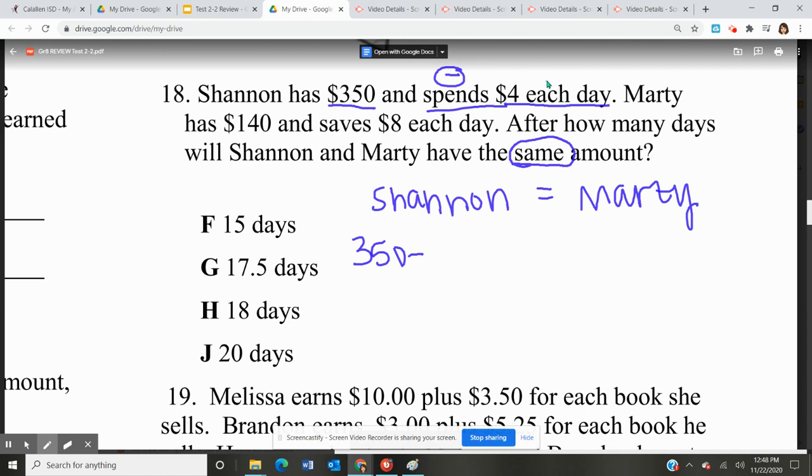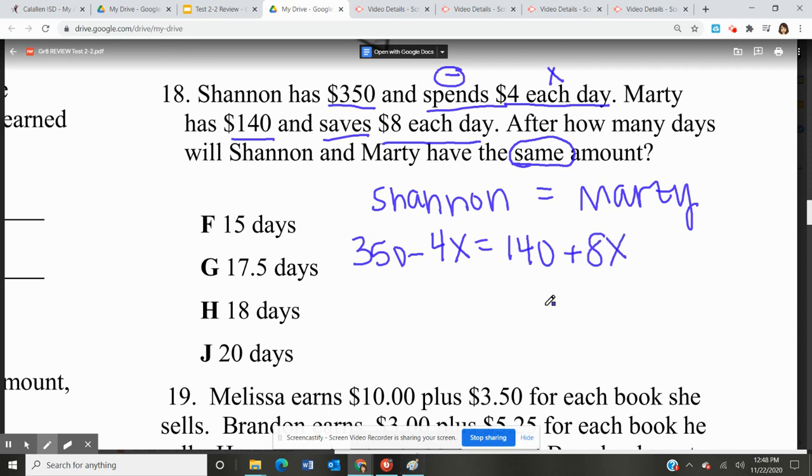Now remember, words like per, each, every, those are words that indicate x. So this is minus 4x. And this equals Marty, who has $140. So he's starting off with $140 and he saves. That word saves is telling us that he's adding $8 each day. Again, that is 8x, so plus 8x.